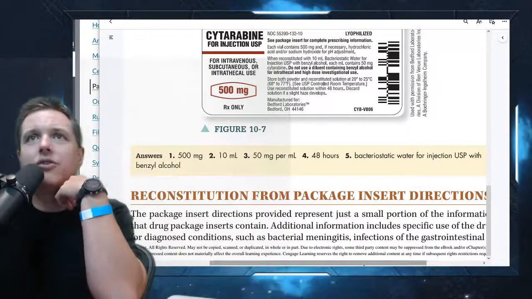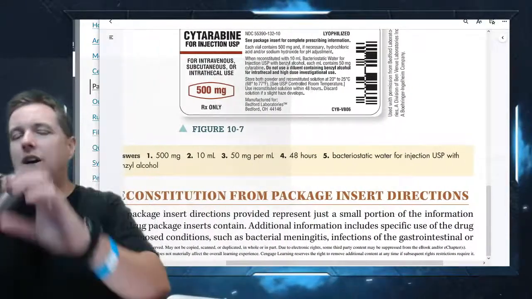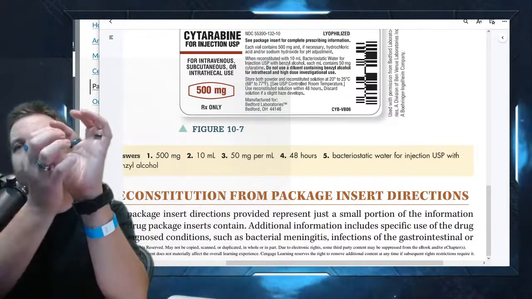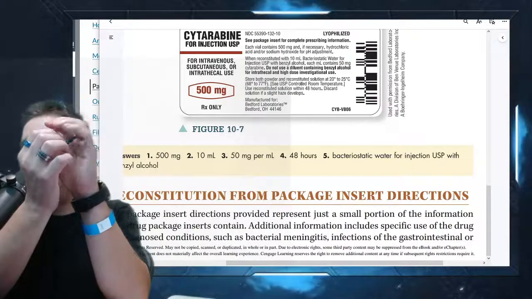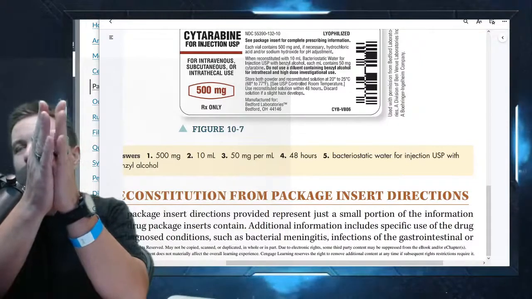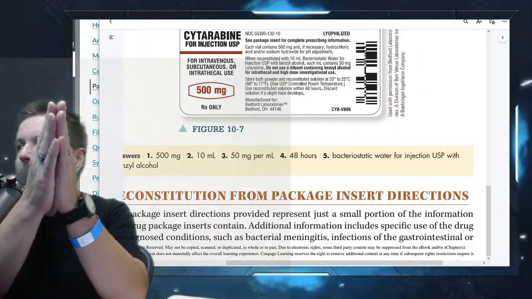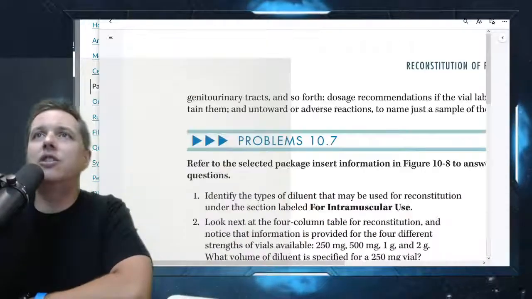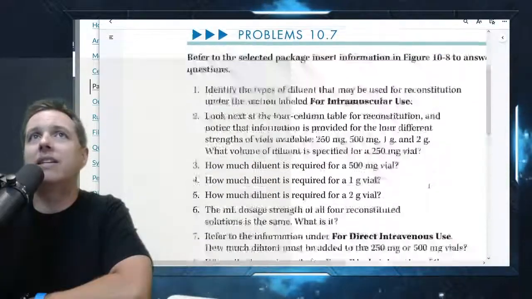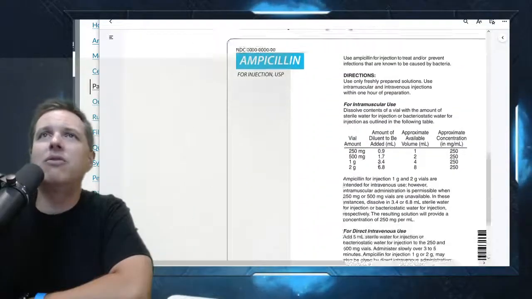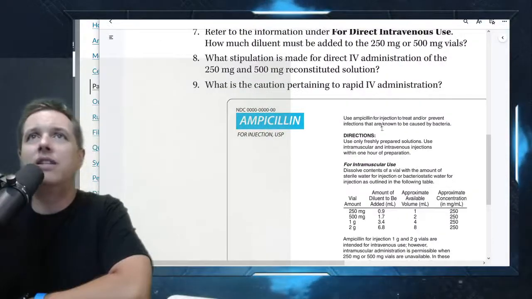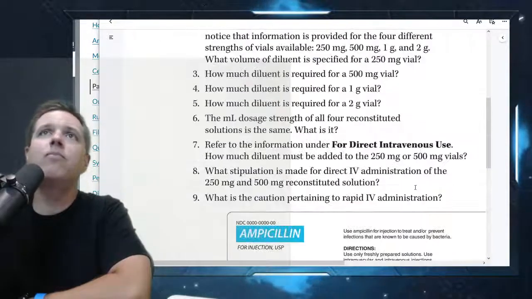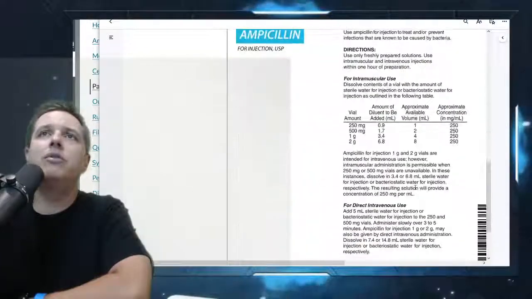Reconstitution from package insert directions. So sometimes, you know how this is, you open the little box and there's the vial and there's a label on the vial with that really, really tiny writing. And sometimes there's also a folded up piece of paper, like a little tiny pamphlet, that also has information. So you can get additional information by reading that and just making sure that everything makes sense. But I don't think there was anything weird here. See how they have a lot more room here on the insert to write things. And this was an example.